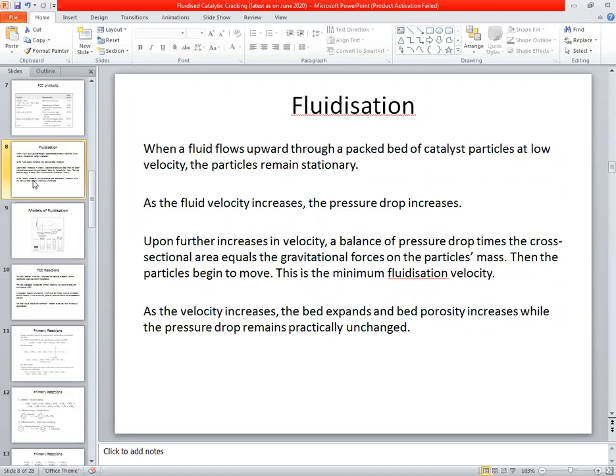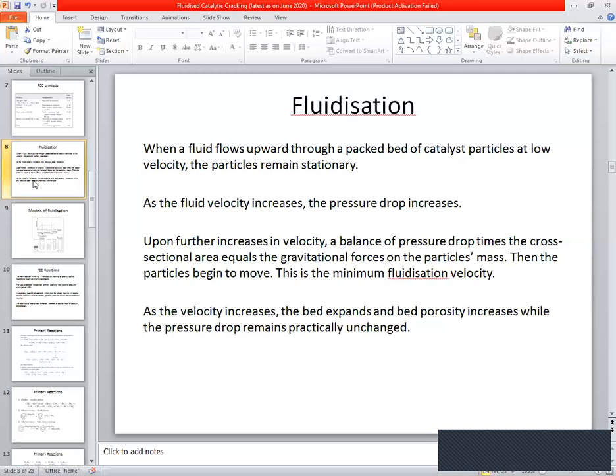Just imagine a packed bed of catalyst. Packed bed means stationary. If a fluid passes through that packed bed and the velocity is low, definitely the particles will not move. But if you increase the velocity, then the pressure drop will also increase.